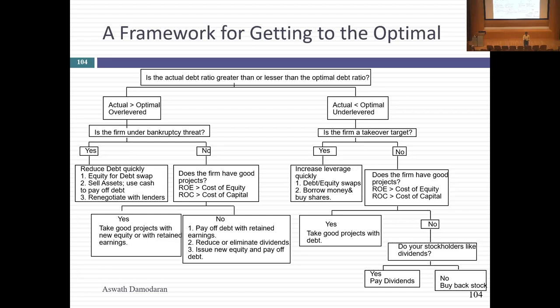And there are two ways you can increase your debt ratio essentially overnight. One is to do what's called a debt for equity swap. What's a debt for equity swap? How does it work? What do you do? But how does it work?